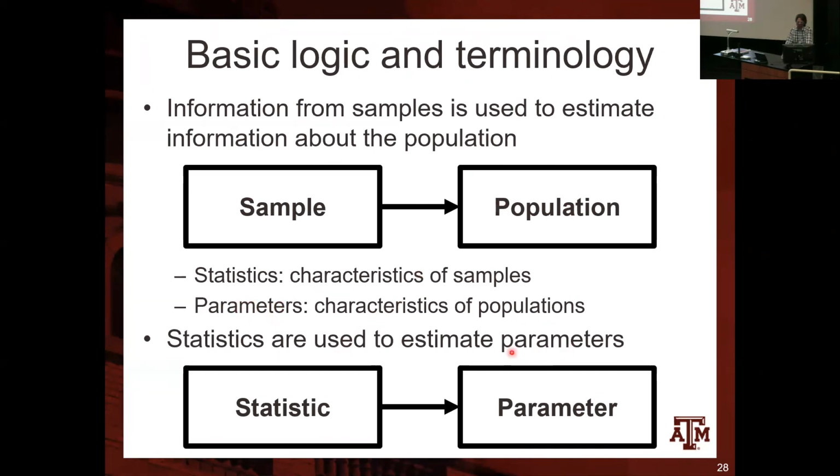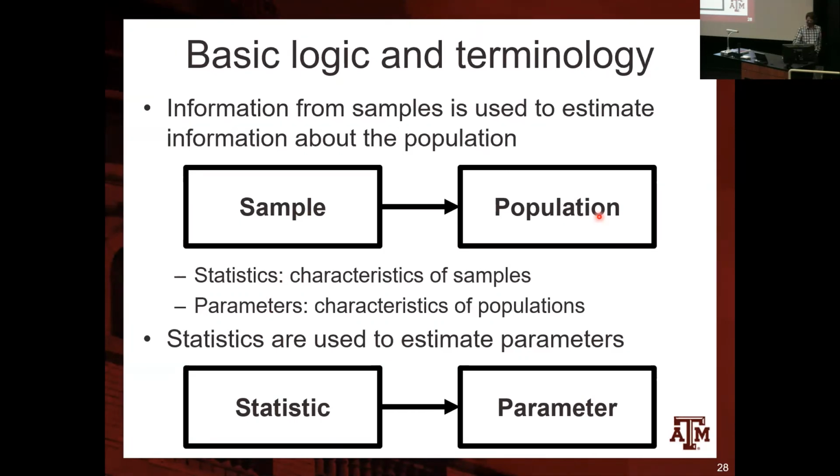Statistics are used to estimate parameters. So we use a sample that will give us a series of data. We estimate statistics, and if we follow the proper process to select those people in our sample, we will have a parameter that's representative to the whole population.